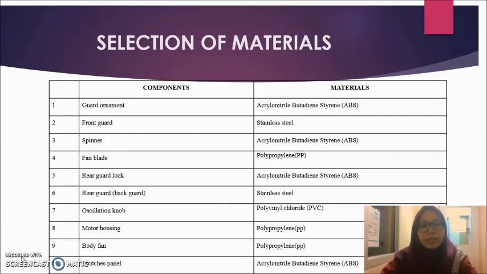Okay, selection material for our product. For the front guard enactment we use ABS, for the guard we use stainless steel, spinner we use ABS, fan blade we use PP, rear guard lock we use ABS, back guard we use stainless steel, oscillation knob we use PVC, motor housing PP, fan body PP, then switch panel ABS. Overall, our product mostly uses plastic compared to iron.